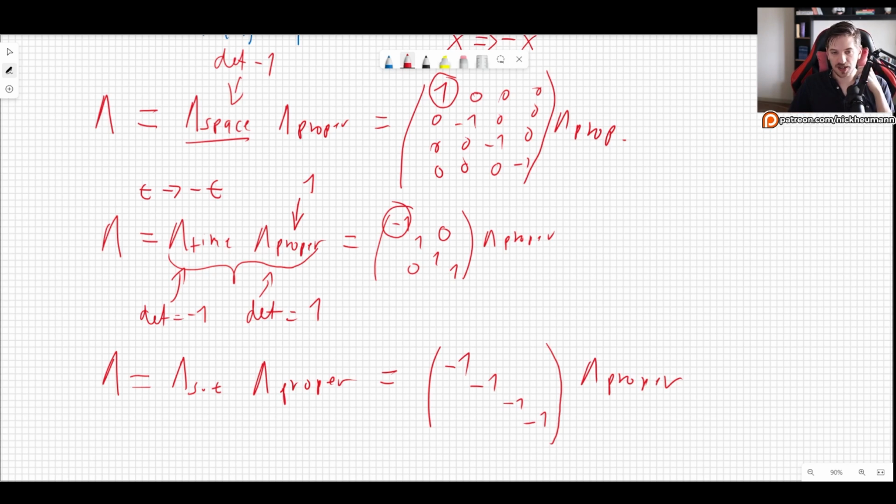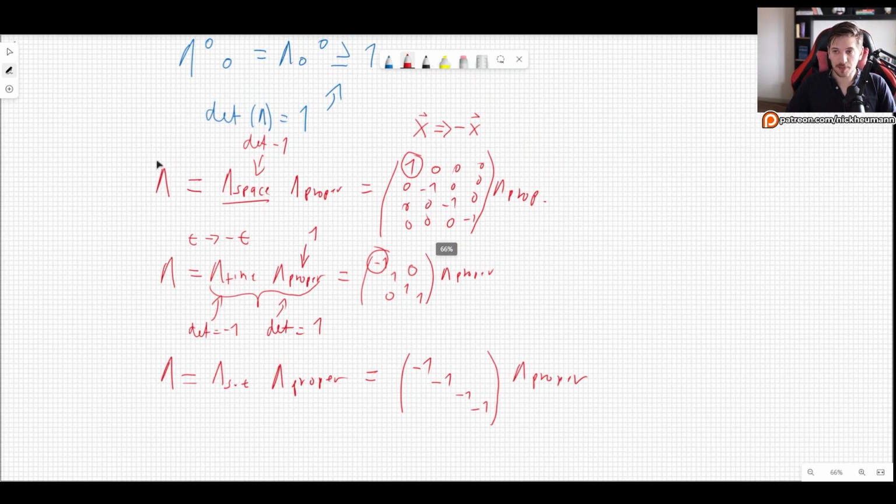So there you can see that just by focusing on this one group, the proper orthochronous Lorentz transformations, we can use any other ones if we ever find the need. So that is the most important thing that we need for now about the Lorentz transformations. We will of course continue to learn more about them in the videos that will follow.